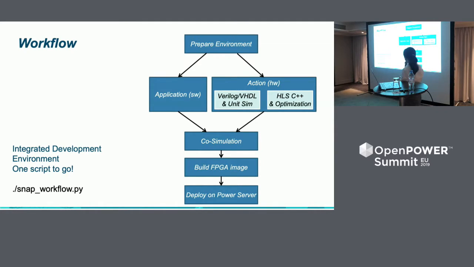Let's have a look at the workflow. From preparing the environment, you start to develop your software and hardware. For hardware, you have two choices: Verilog and HLS. Then you do co-simulation, and then you build the FPGA image. After you get the bitstream, you deploy it on the FPGA card on a Power9 server, and you can verify how it works. We have a Python script to run the whole workflow, and if you use help, you can see the choices and parameters.